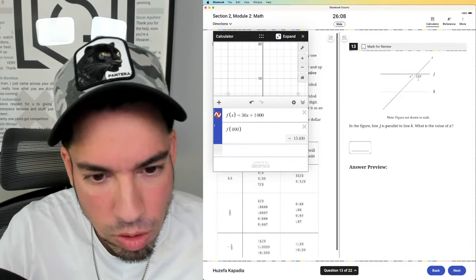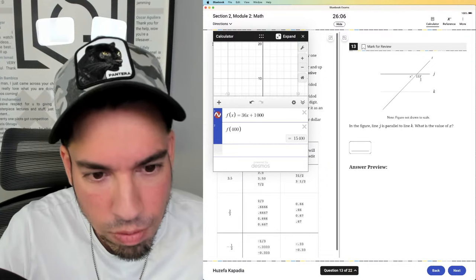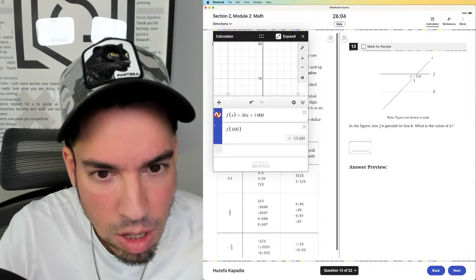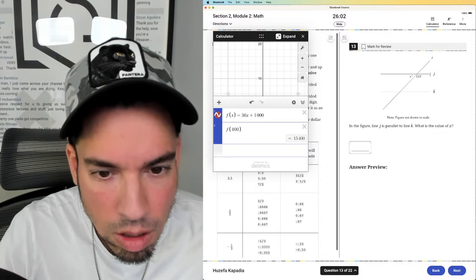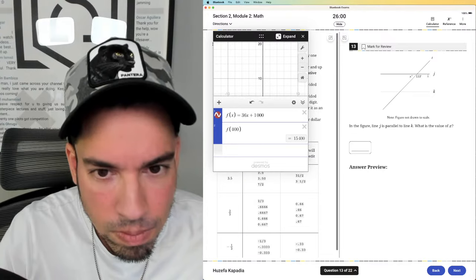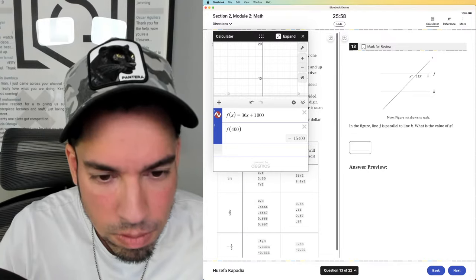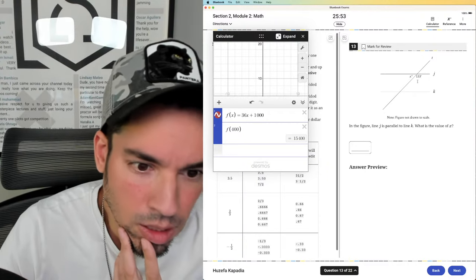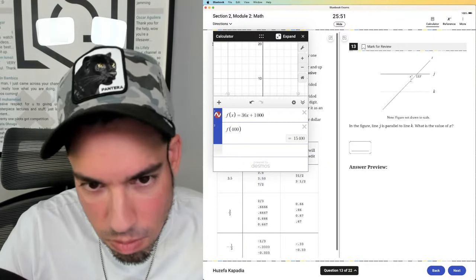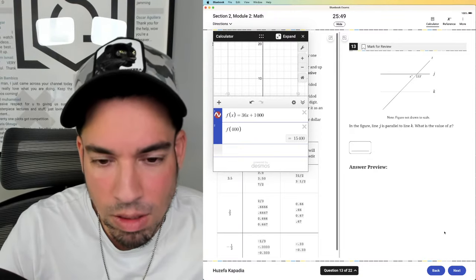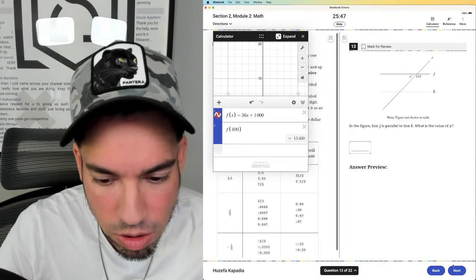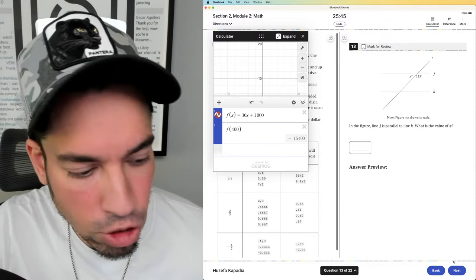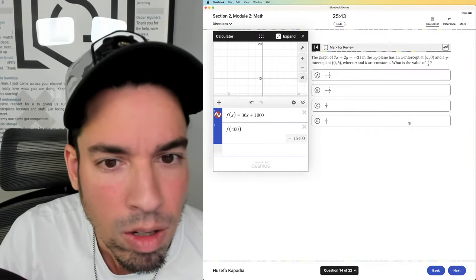This one, you have to know your rules for angles and all this. So if they're parallel, J is parallel to K. Well, it doesn't even matter. X is 47 anyways, because the fact that they're parallel is irrelevant. That's just a linear pair. They add up to 180.